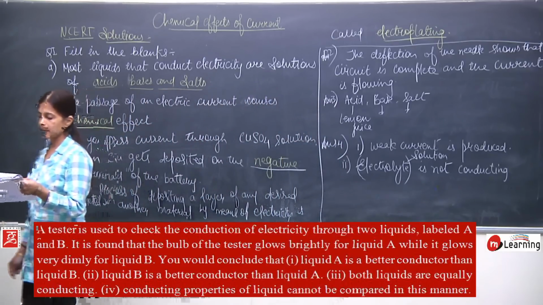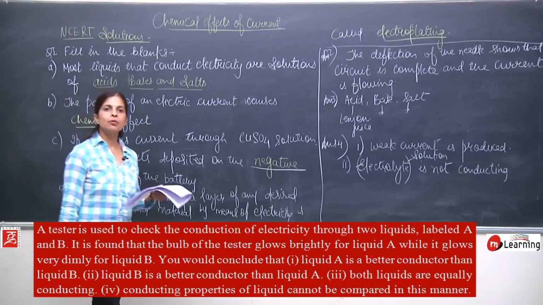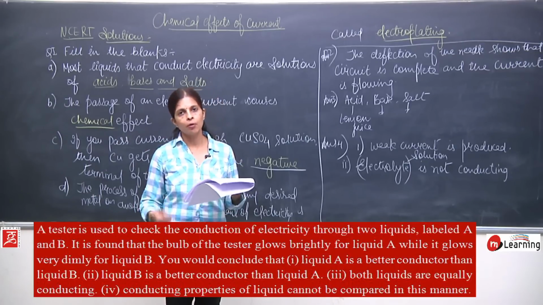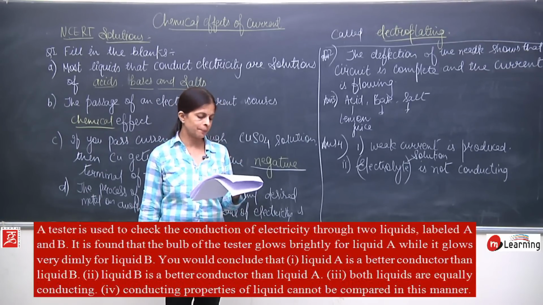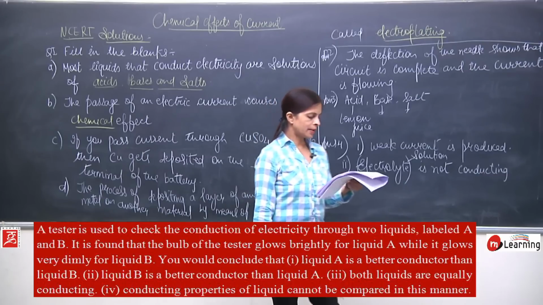Liquid A is a better conductor than liquid B. Obviously, when the bulb is glowing better in liquid A in comparison to B, then liquid A is a better conductor. The second option they have given is liquid B is a better conductor than liquid A.